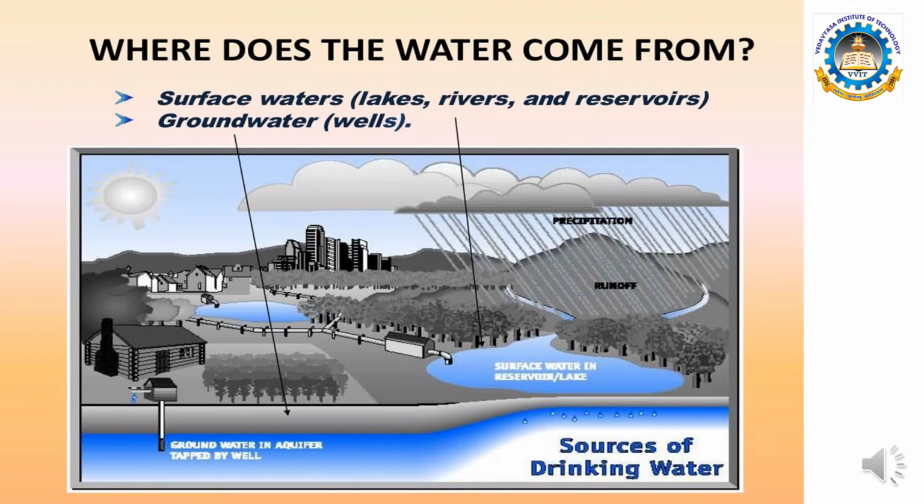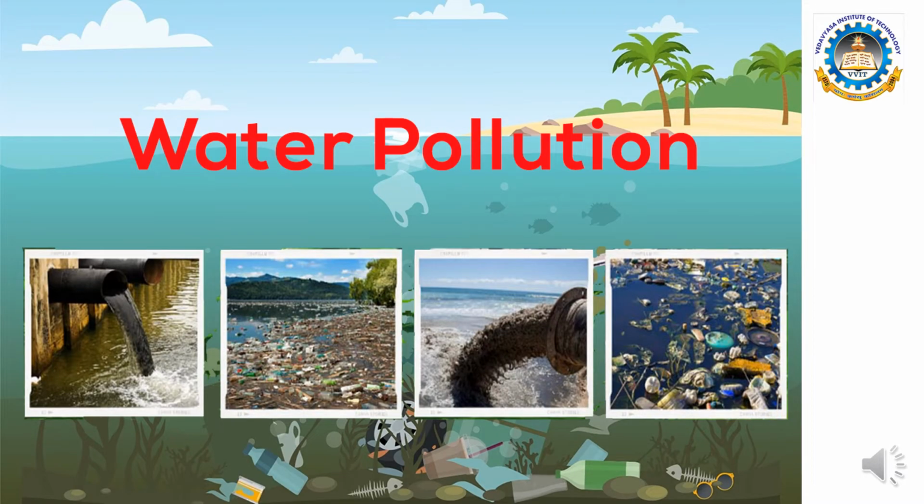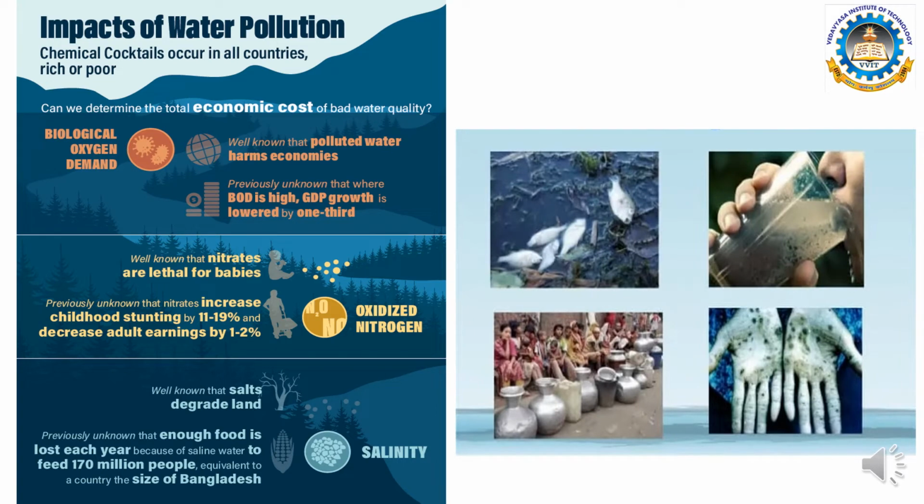Where does the water come from, or what are the sources of water? We know that it's surface water as well as groundwater. Surface water includes lakes, rivers and reservoirs, and groundwater includes wells as well as bore wells. Nowadays, water is getting very much polluted. The domestic as well as industrial pollution are making the water highly polluted, which causes many diseases. And also there is scarcity of water.